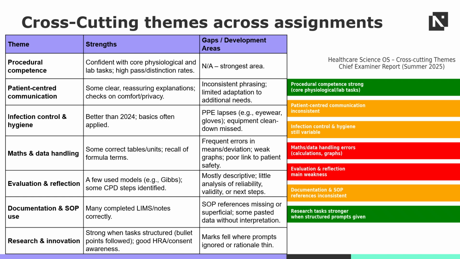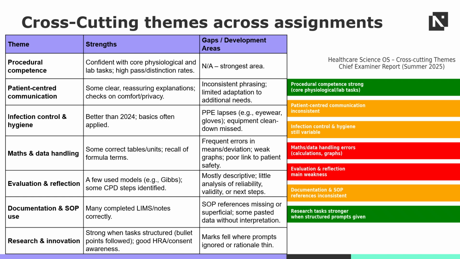Patient-centered communication is inconsistent. Some learners gave clear, reassuring explanations, checked privacy and comfort, and verbalized steps. Others used generic or rushed phrases and didn't adapt to patients with additional needs. Infection control was better than previous years, but still variable. Eyewear not always worn, equipment not always cleaned down properly, and glove use inconsistent. These amber areas show that technical skill is there, but the professional behaviours that wrap around the procedures still need reinforcement.